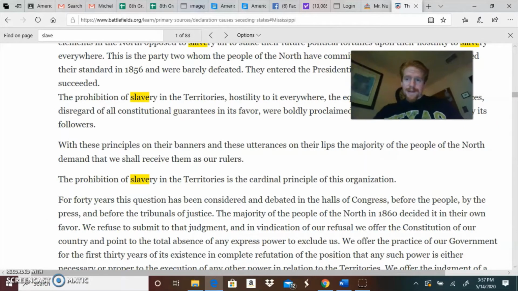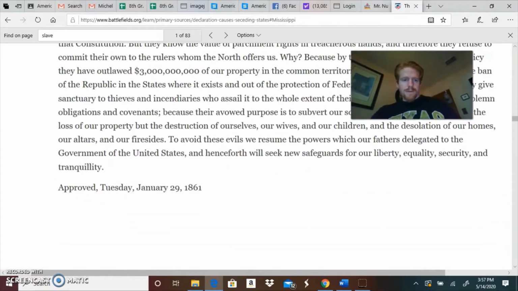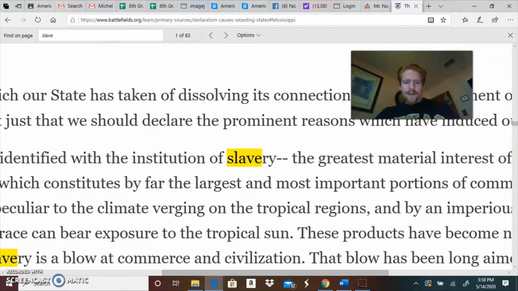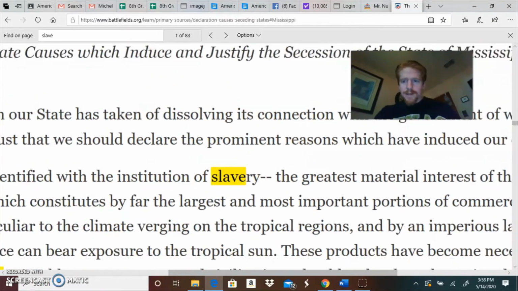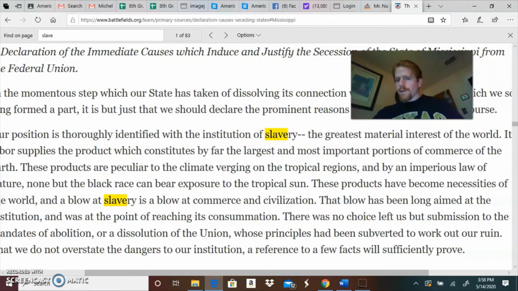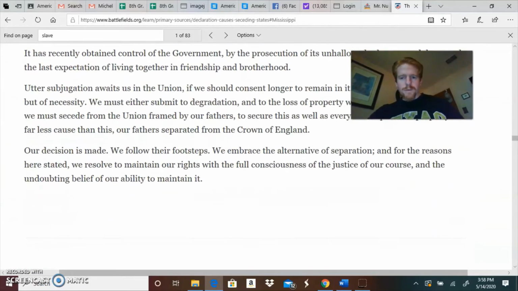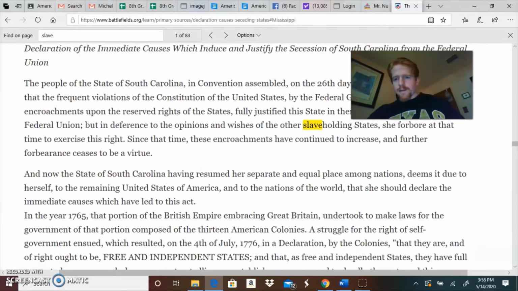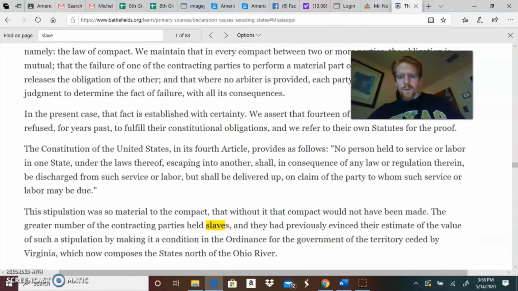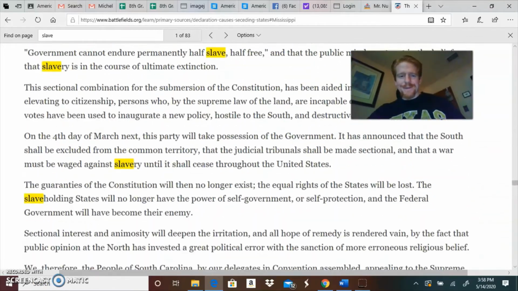This is what the states said about why they left the Union. So I'll show you another one from Mississippi. It says our position is thoroughly identified with the institution of slavery, the greatest material interest of the world. And they start talking about how if you don't have slavery, the whole economy is going to collapse. It'll be terrible for the whole world. South Carolina, they were the first ones, and they talk about slavery. Not quite as much, but as you see, it definitely comes up quite a bit.